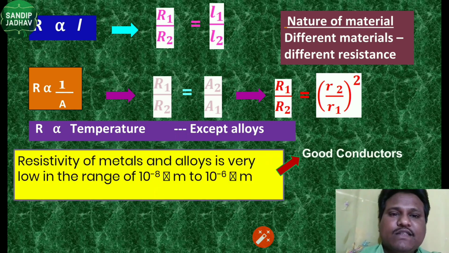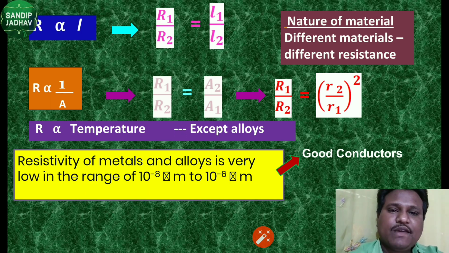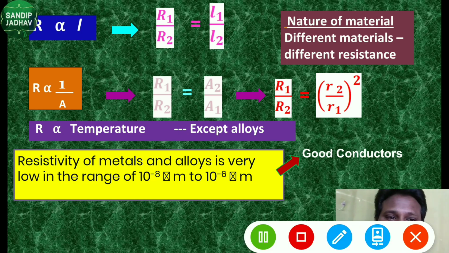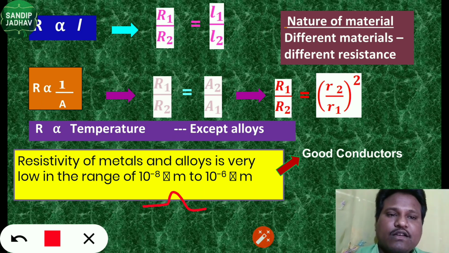We have also seen the significance of resistivity. What is the use of resistivity? As we can see here, the resistivity of metals and alloys is very low, in the range of 10 raised to power minus 8 ohm meter. It is ohm meter here.